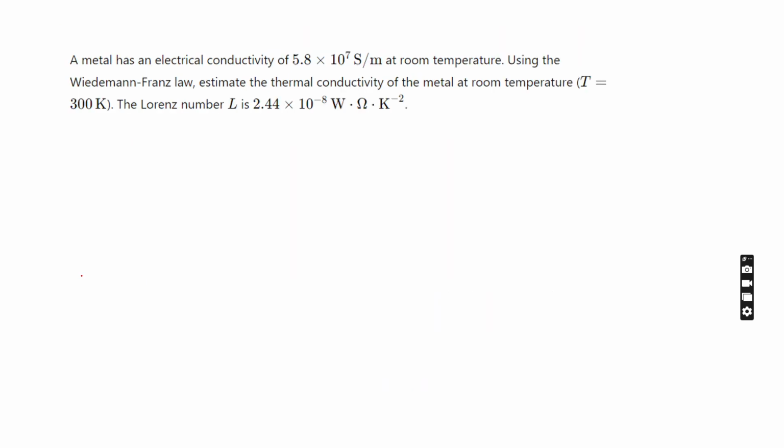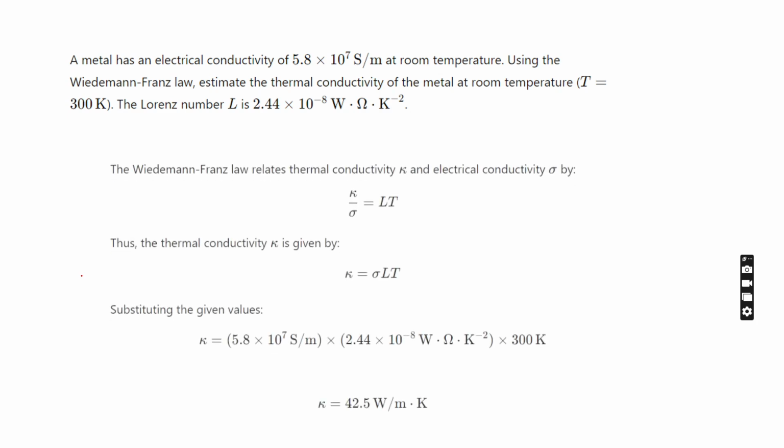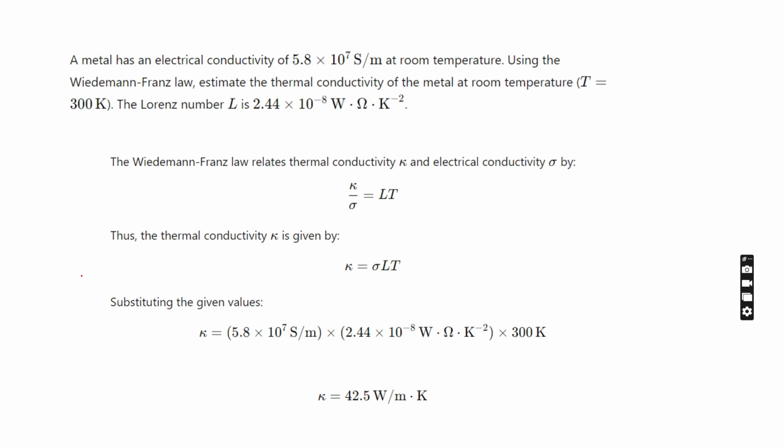Okay, we will go to the next problem. A metal has electrical conductivity 5.8 into 10 to the power 7 Siemens per meter at room temperature. Using the Wiedemann-Franz law, estimate the thermal conductivity of the metal at room temperature. The Lorentz number L is given. Okay, so we know that the Wiedemann-Franz law of thermal conductivity K and electrical conductivity sigma is K by sigma is equal to LT. From there we have to compute the thermal conductivity. So K is equal to sigma LT. Substitute all the values, you will get the thermal conductivity.